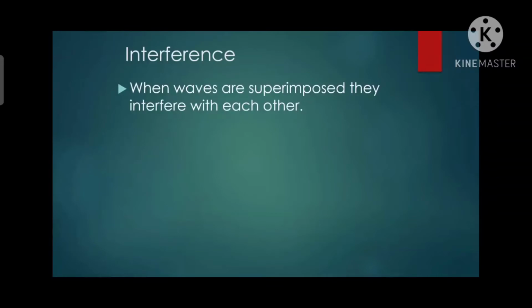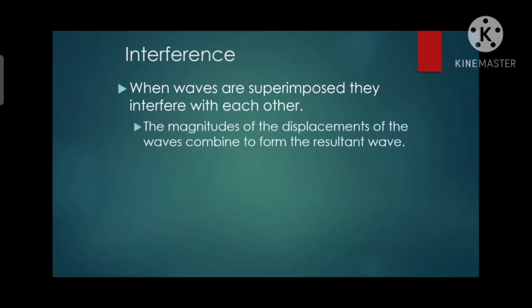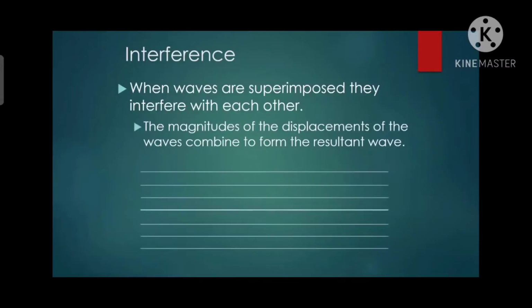The first phenomenon is known as interference. When two waves are superimposed, they'll interfere with each other. This means that the magnitudes of the displacements of the waves combine to form the resultant wave. Take a look at this simple example.